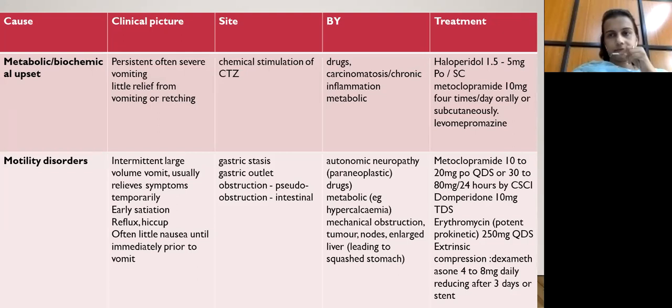Now, erythromycin is also a potent prokinetic agent and sometimes can be used at 250 milligram QDS doses for a prokinetic effect. If you suspect there's something compressing the stomach or any external tumor, you can give a course of dexamethasone, 4 to 8 milligram. You can reduce the dose after 3 days, or we can also go the route of stenting. Next slide, please.